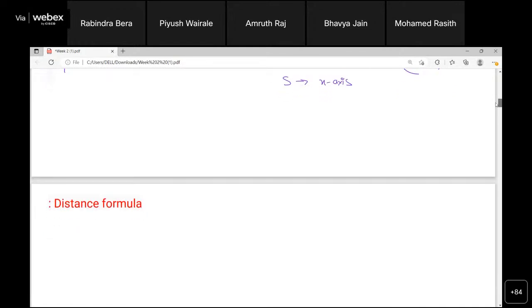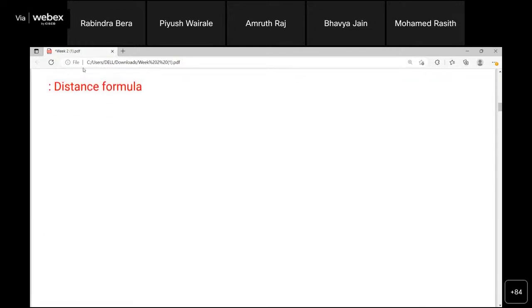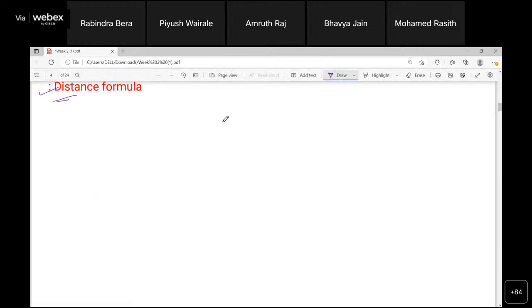Okay. So this is the first module. Now let us go to the second module, the distance formula. Suppose this is my x-axis and this is my y-axis. This is my P and this is my Q. This is x1, y1. This is x2, y2. I want to find the distance between this point and this point.